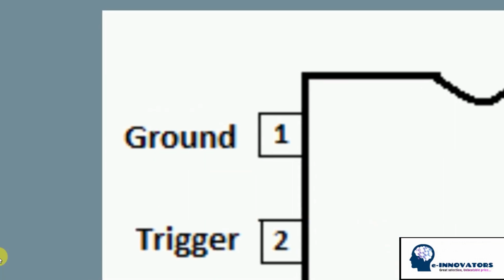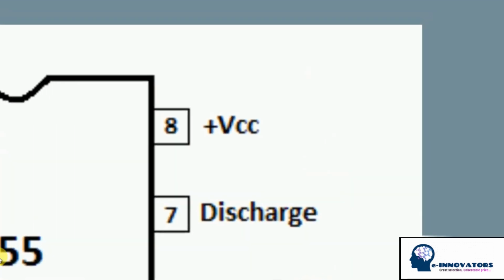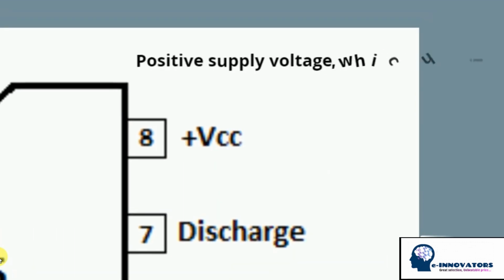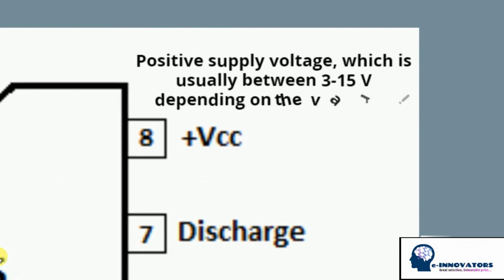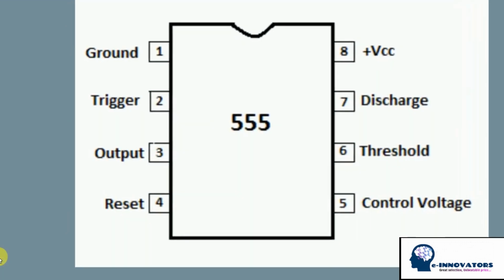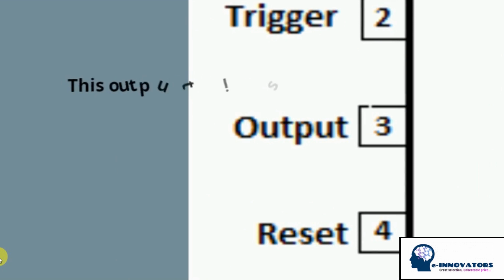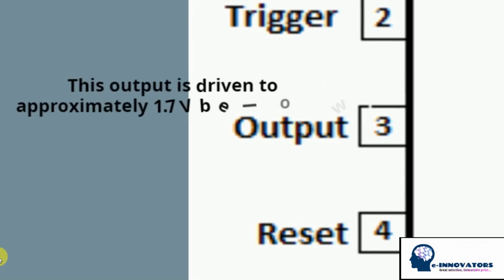Ground pin, ground reference to low level, which is 0 volts. VCC pin, positive supply voltage, which is usually between 3 to 15 volts depending on the variation. Output pin, this output is driven to approximately 1.7 volts below positive VCC or to the ground.